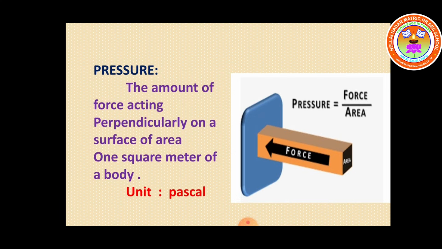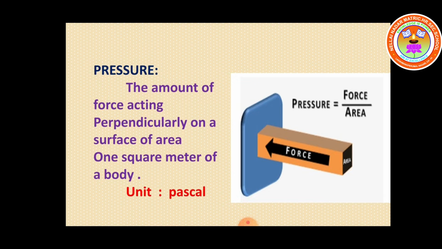Pressure. So the force is acting on the object in a perpendicular direction on the surface area. Already we know the unit of area is meter square, isn't it? That is given as square meter of your body. So on 1 meter square area, how much force is acting in a perpendicular direction, that is taken as pressure.